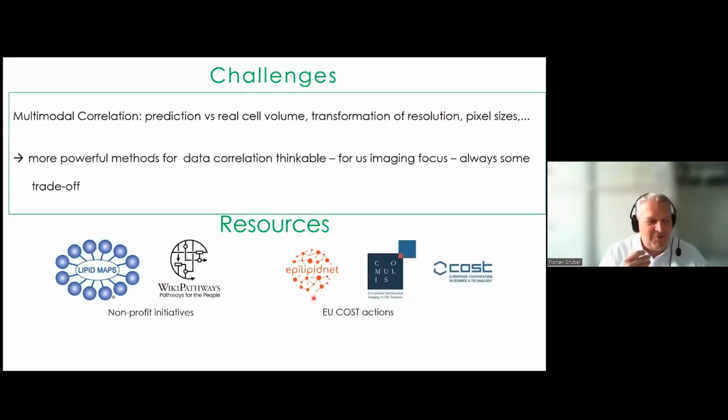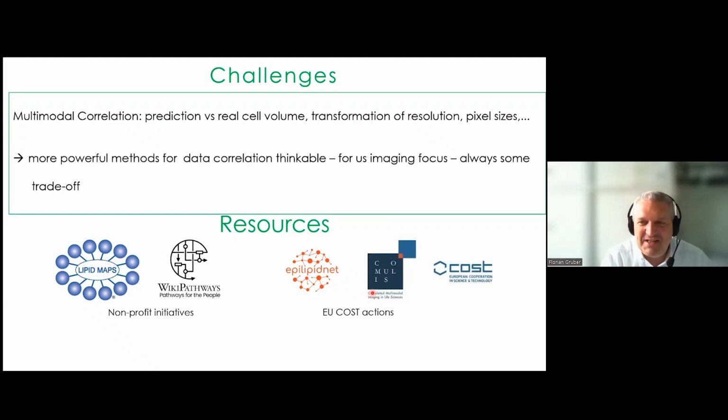And so this is already my swan song picture. There are, of course, challenges to this multimodal imaging approach. We chose an image-based approach. There are also other approaches, and people, for example, in the COMULIS COST action are working on defining uniform ways of dealing with the issues of registering one modality, for example lipids, to another modality, being fluorescence imagery. So this was just a short introduction into the topic.